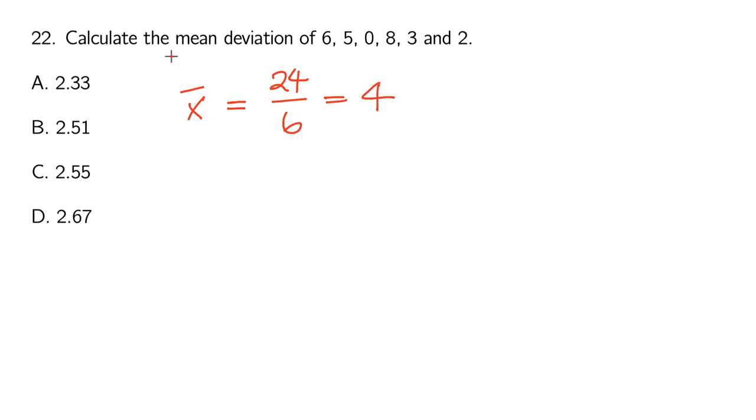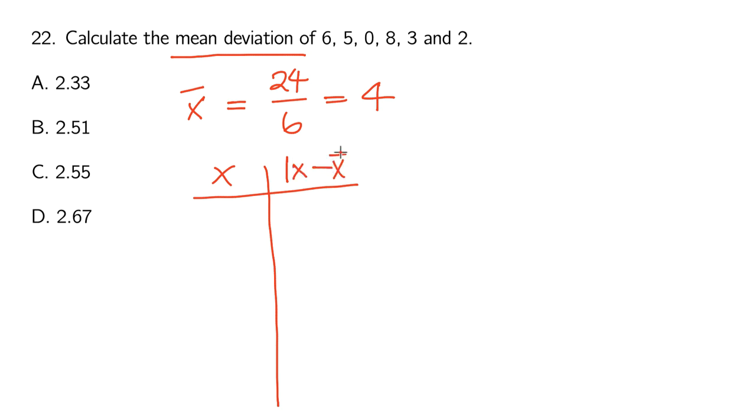We want the mean deviation. So we can draw a table to help us, where we now have the numbers, and then for each of the numbers we are going to find the absolute value of the deviation of that number from the mean. So when we have 6, we now have 6 minus the mean, which is 4. So 6 minus 4, which is 2, and the absolute value of that is 2. Then we have 5. We do the same thing. 5 minus 4 is 1. The absolute value of that is 1.